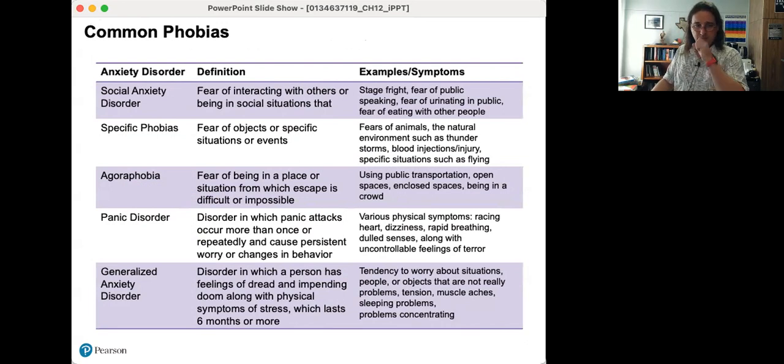Panic disorder. We hear the term panic disorder and anxiety attack used interchangeably, and indeed, there are two different events that occur. A panic disorder, for example, is a disorder in which panic attacks occur more than once or repeatedly and cause persistent worry or changes in behavior.